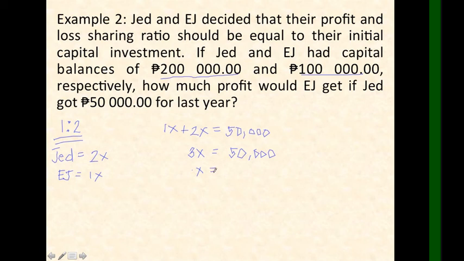No, mali. Mali yung solution, sorry. Medyo napapaisip ako. It's not this way. Kasi 1:2 sila. So, ang kay Jed ay 2x. Ang kay EJ ay 1x.